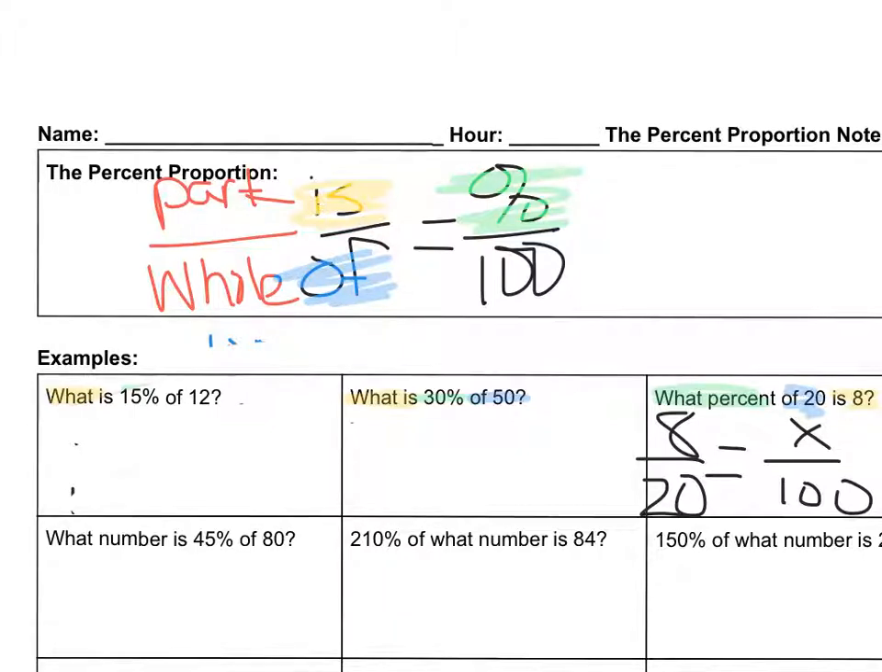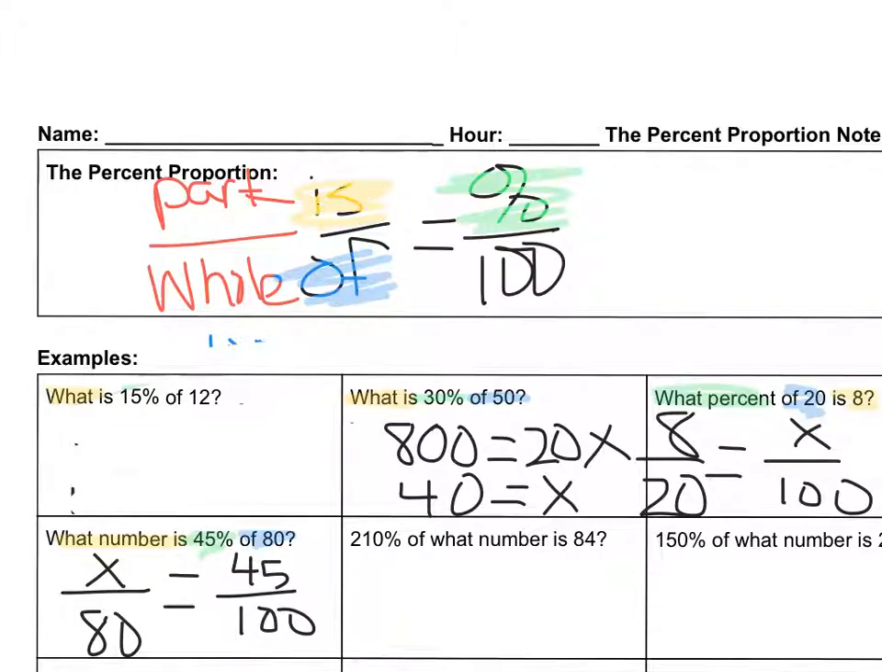Okay, over to the left of that, I'm going to do my work. So 8 times 100 is 800, and then 20x. So we're going to divide 800 divided by 20, and you would get x equals 40. All right, not too bad, right? Okay, let's go ahead. You try the next one, and we'll see if your answer matches up with mine.